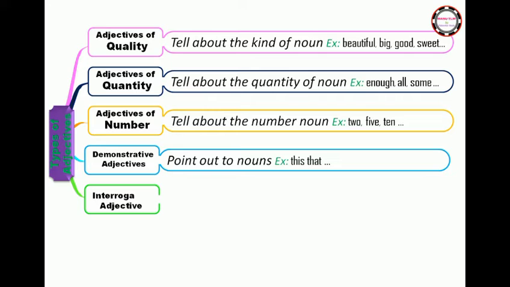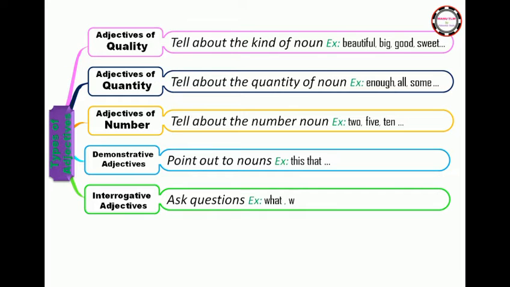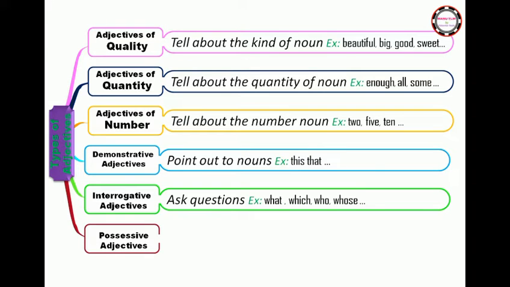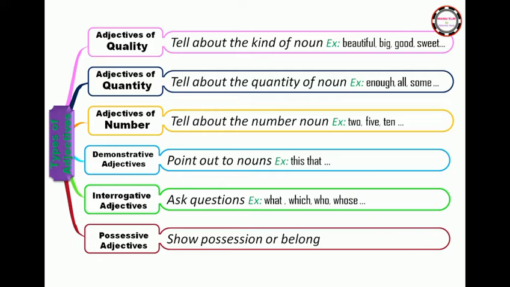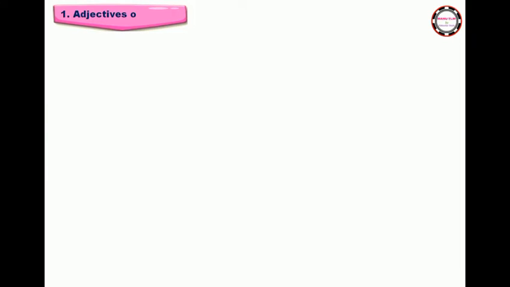Next, interrogative adjectives. Those are asking questions with the help of what, which, who, whose, etc. Last one, possessive adjectives. They show possession or belonging. Example: my, your, their. We will discuss them deeply one by one.